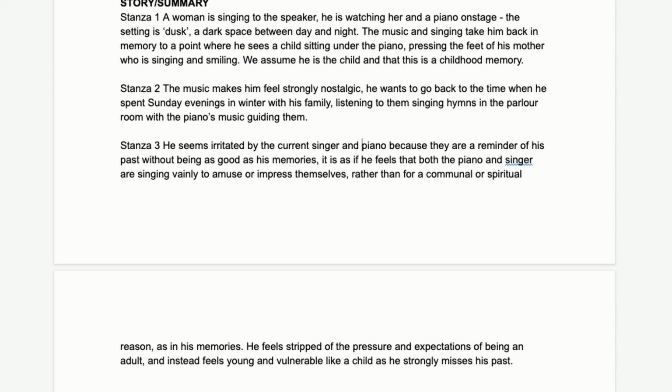So he wants to go back to the time when he spent Sunday evenings in winter with his family, especially his mother. Very important that he connects this singer to his mother and he compares them, and the singer's nowhere near as good as his mum was. Kind of interesting that aspect of it. So he used to in winter sit around with his family and they'd all sing hymns in the parlor room, which is similar to a living room, with the piano's music guiding them. So he misses that time.